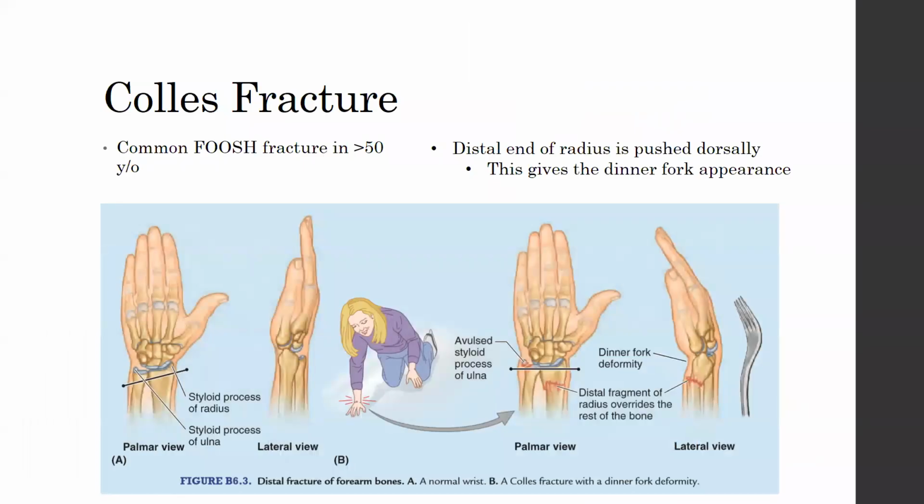Colles fracture, the most common fracture, which is a fall on an outstretched hand. And basically the distal end of your radius is pushed back, and then it gives that dinner fork appearance. Thank you. I'm glad they drew the fork as well.